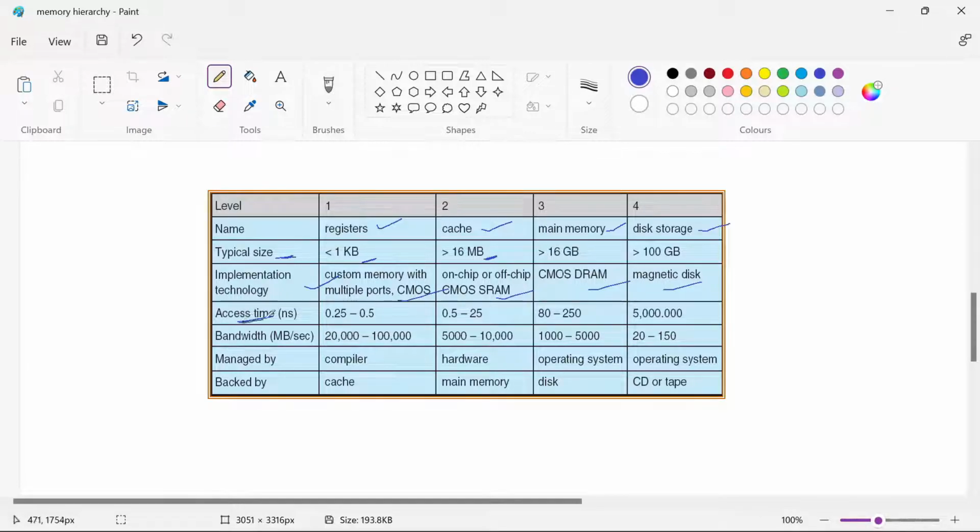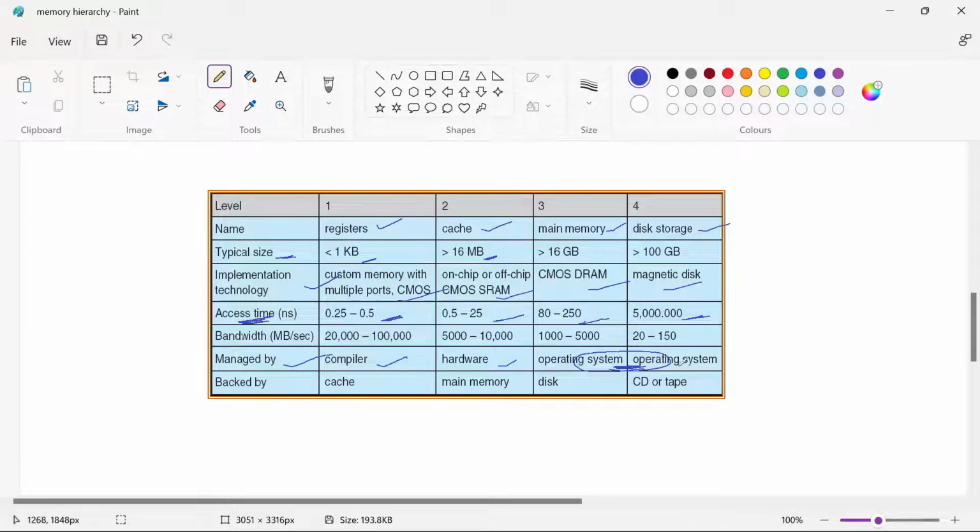And if you're talking about access time, you can see here the amount of time required to get the data from the registers is between 0.25 to 0.5. Cache will be a little bit more when compared to the registers, main memory even more, and the disk will take a lot of time compared with all these 4 types. Registers are managed by the compiler, cache is managed by the hardware, and the main memory and the secondary memory are managed by the operating system.